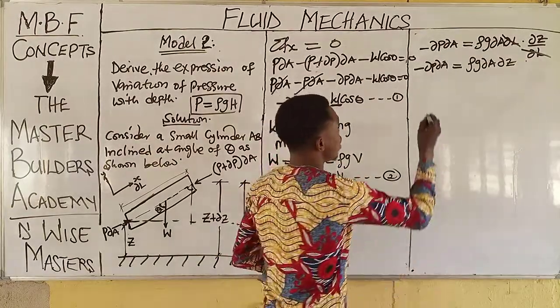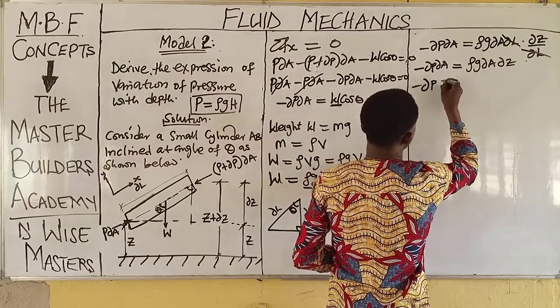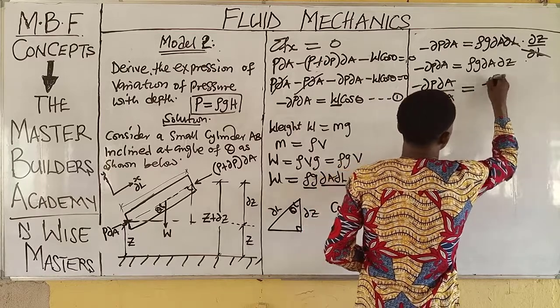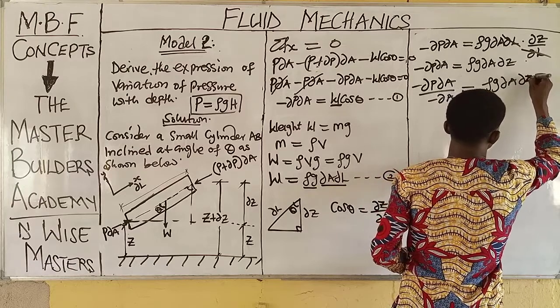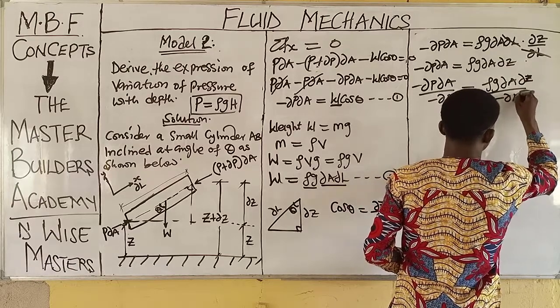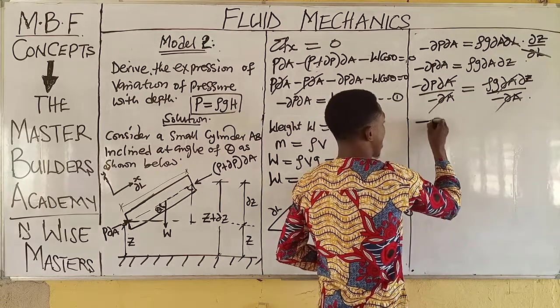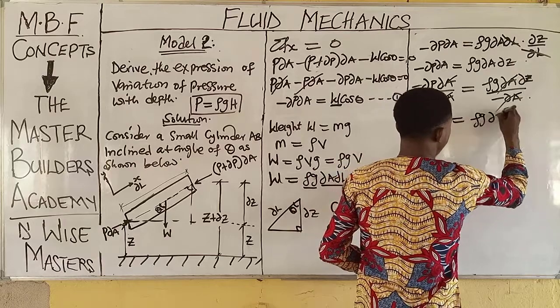And when we do that, we have that change in pressure, minus change in pressure over change in A, all over minus change in B, is equal to rho g change in A, change in Z, all over negative change in A. So this takes care of this, takes care of this. We have negative change in P is equal to rho g change in Z.